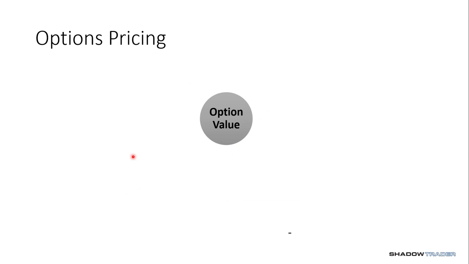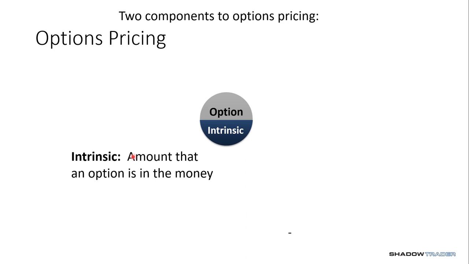So, the option pricing. We've got two components for this option price. We've got what's called intrinsic, or the amount that the option is in the money. As you remember from lesson number 1, in the money means my option has a strike price that is less than the underlying equity if it's a call, or more than the underlying equity if it's a put.